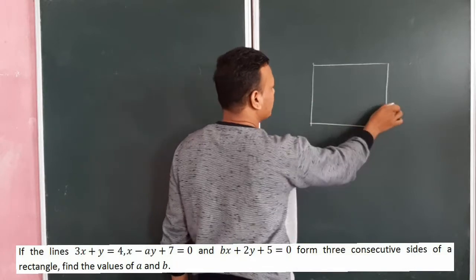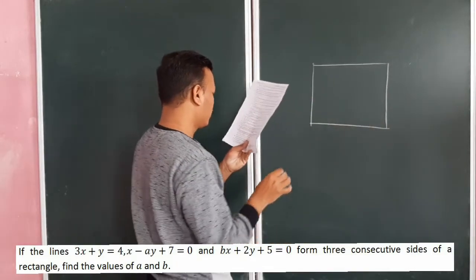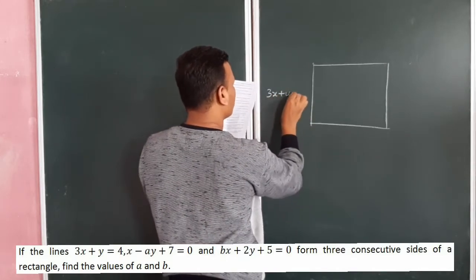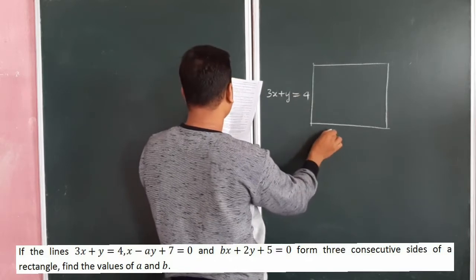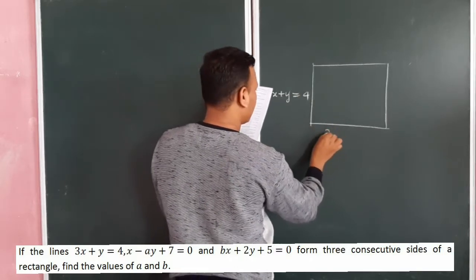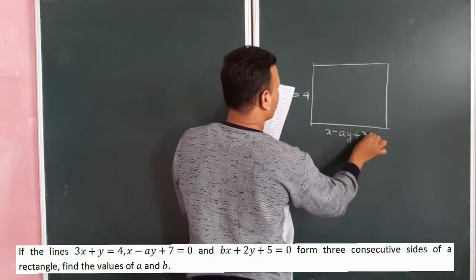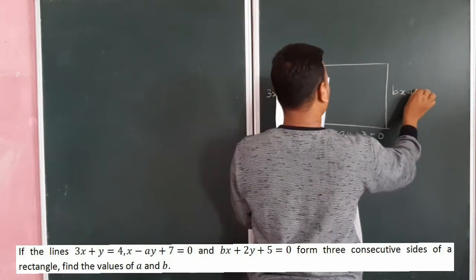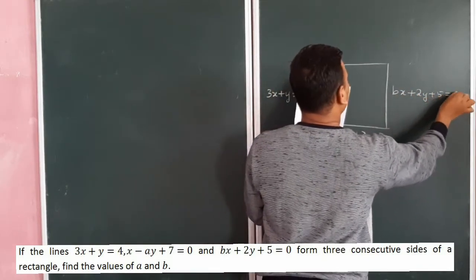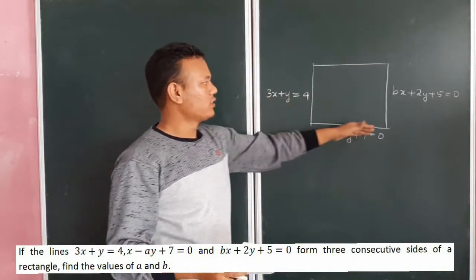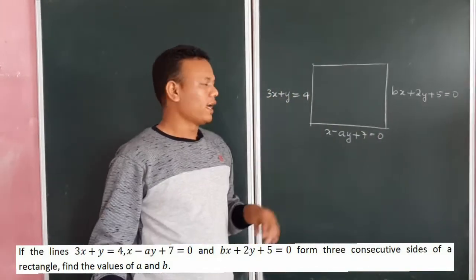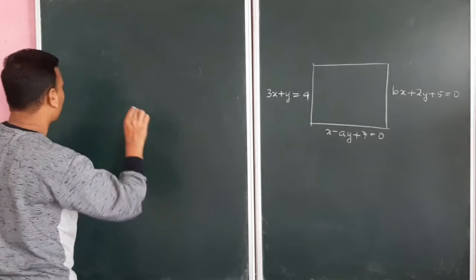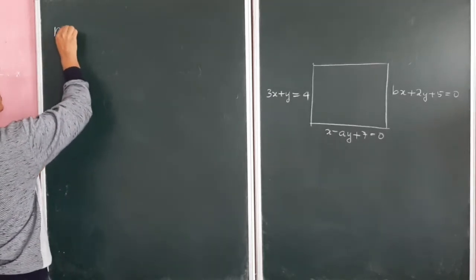So if I take this, this and this, the equations given here are: one of the equations given is 3x plus y equals 4. The next is given to be x minus ay plus 7 equals 0. And the last one is given to be bx plus 2y plus 5 equals 0. Okay, so three consecutive sides are given, so you need to find the values of a and b. Now let me write the given lines in general form. So this is my question number 13.2.